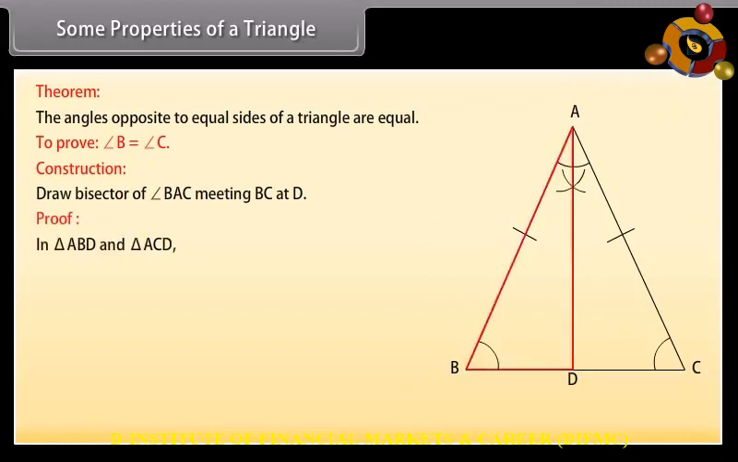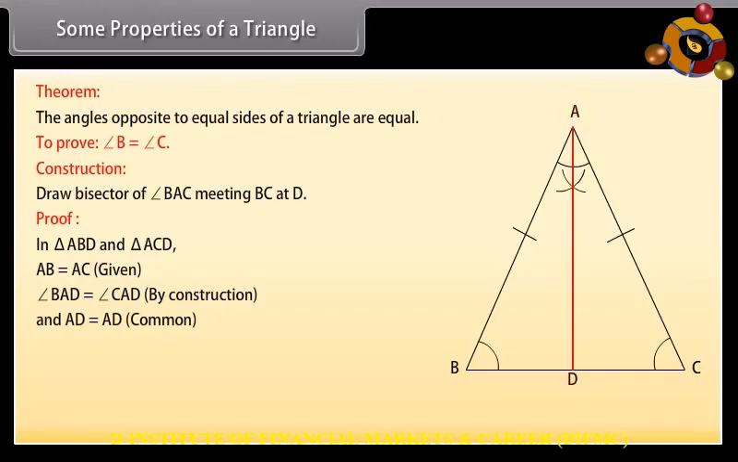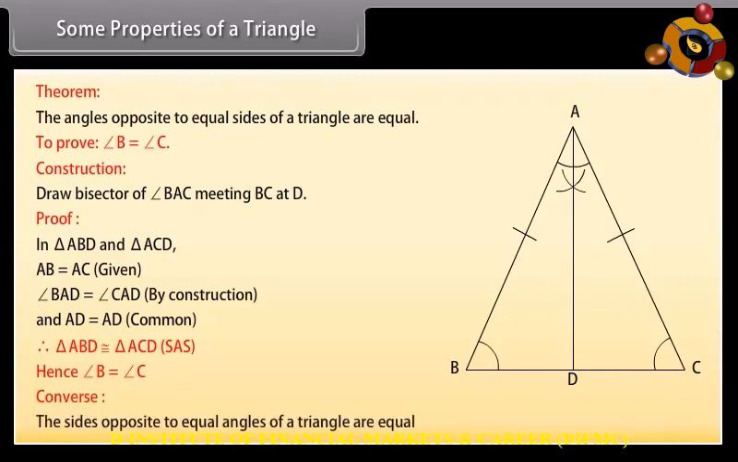Proof. In triangle ABD and triangle ACD, AB is equal to AC, given. Angle BAD is equal to angle CAD by construction, and AD is equal to AD, common. Therefore, by SAS rule, triangle ABD is congruent to triangle ACD. Hence, angle B is equal to angle C. The converse of the above theorem is also true, which says that the sides opposite to equal angles of a triangle are equal.